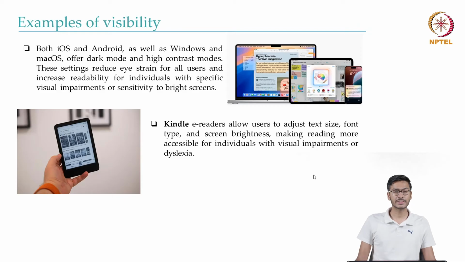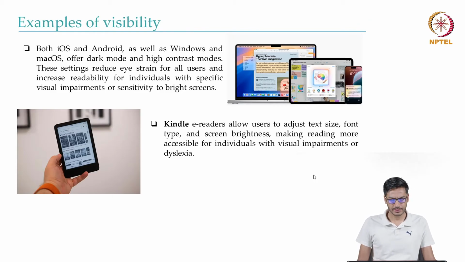The next we see is that iOS, Android, as well as Windows and macOS offer dark modes and high contrast modes. These reduce eye strain for users and increase readability for individuals with specific visual impairments or sensitivity to bright screens. Even for users who don't have disabilities, it offers a much better experience at night as they don't need to look at wide bright screens while the environment around them is pretty dark.